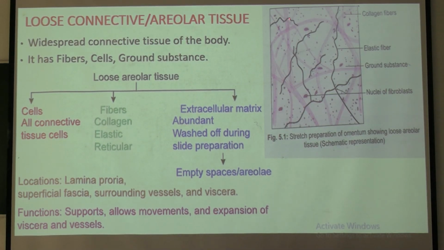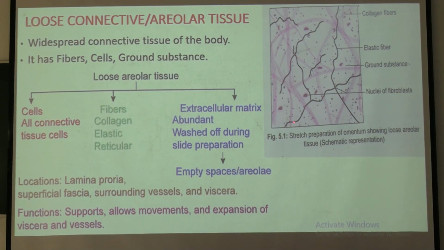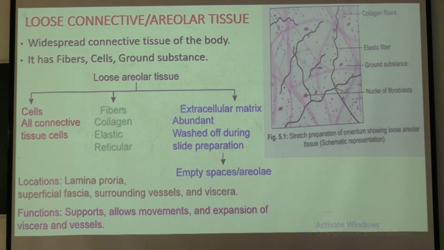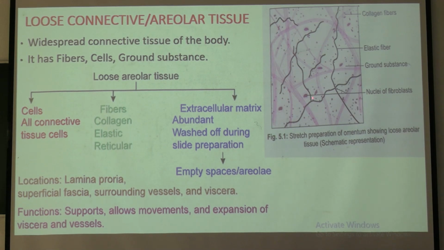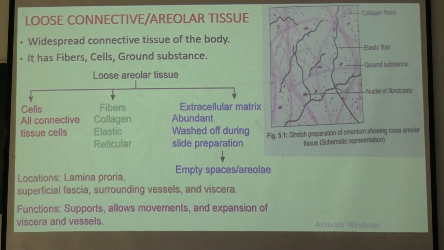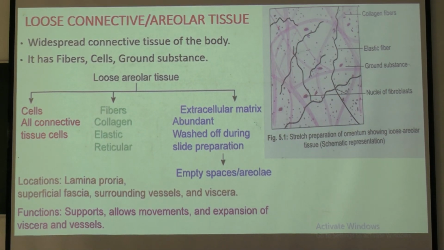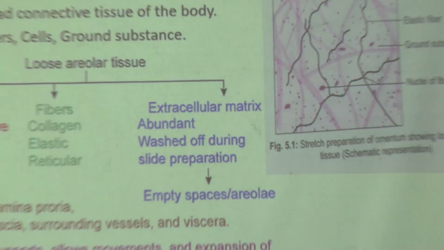See here, this is a schematic presentation of loose areolar connective tissue. These are the collagen fiber bundles. This black one represents the elastic fibers, and these are the nuclei of different cells. In between the cells and fibers is the extracellular matrix, and you can see the extracellular matrix is abundant. It will wash off during slide preparation and form areola or empty spaces. That's why the name is given.